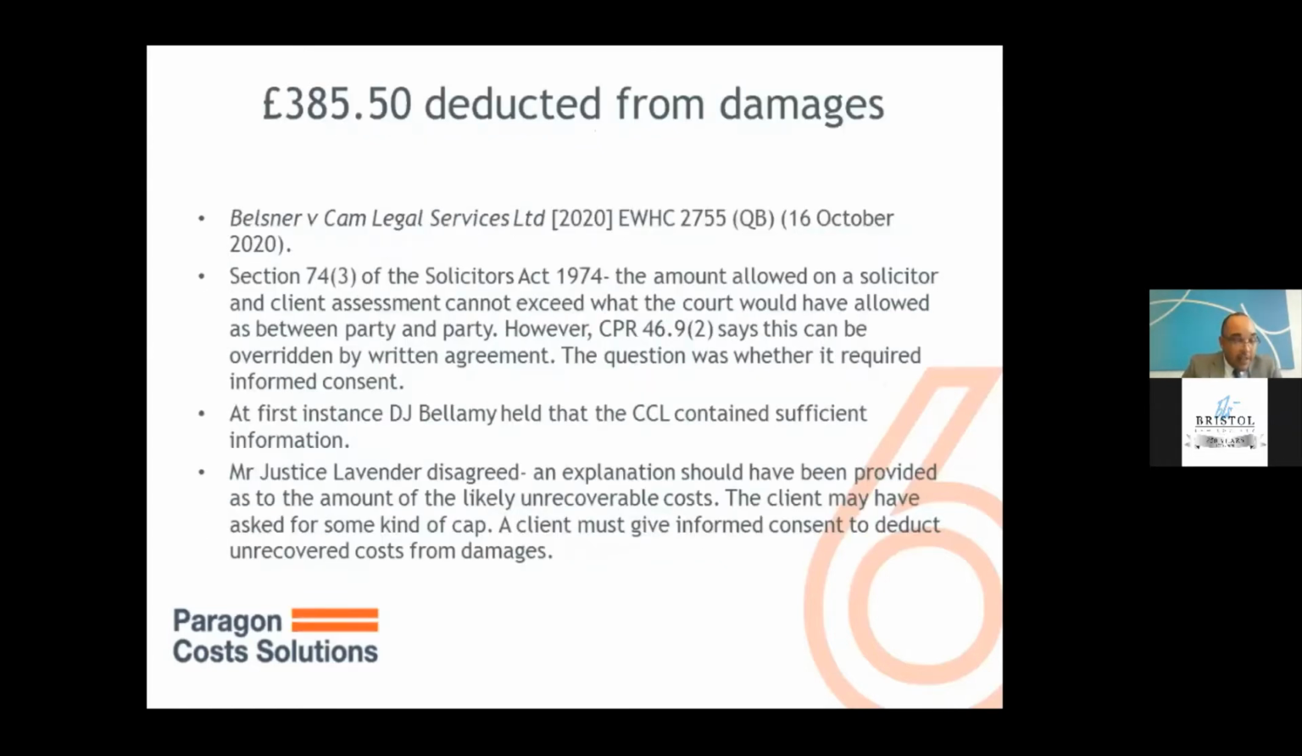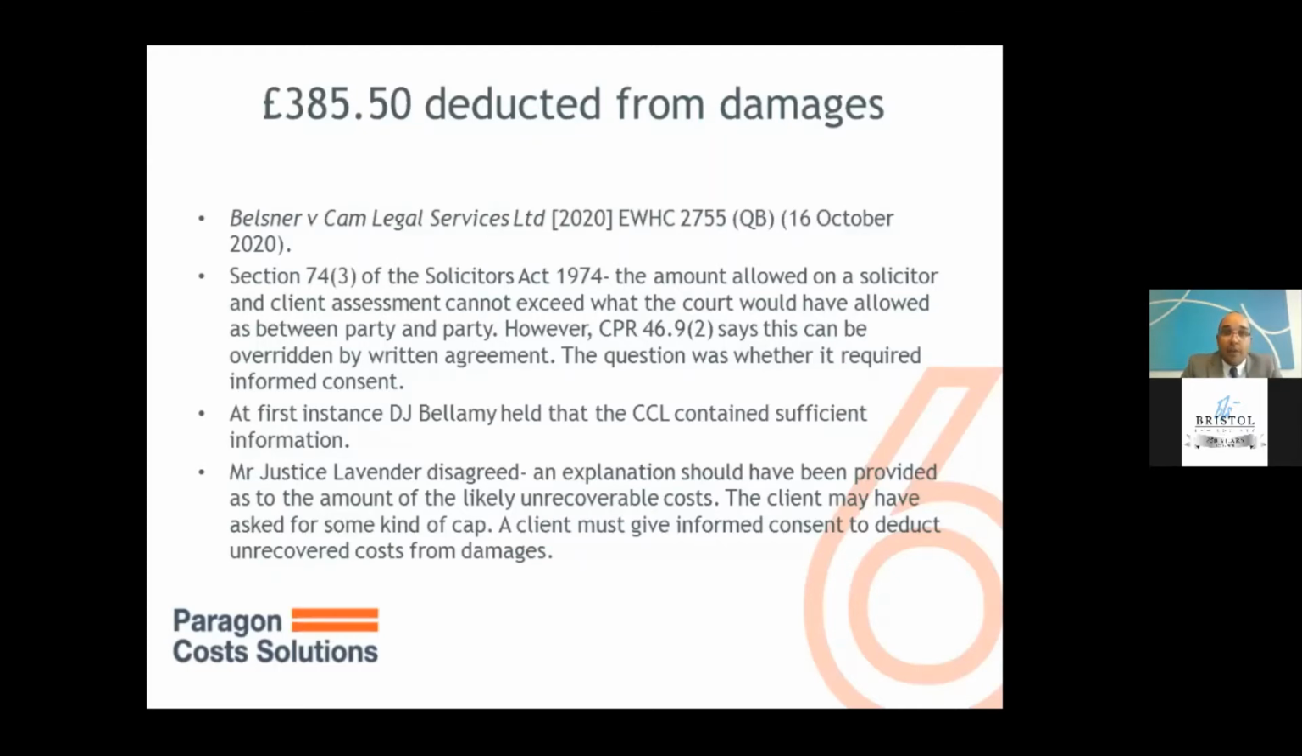Continuing the solicitor and client theme, this was a PI case where £385.50 was deducted from damages. And the reason I specifically give you that figure is because at the end of this, I'll tell you how much the parties spent in this dispute. Just a reminder of the law in relation to charging your clients.